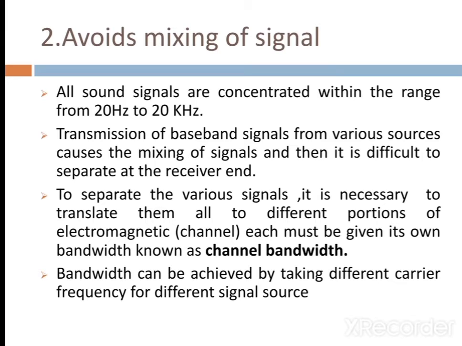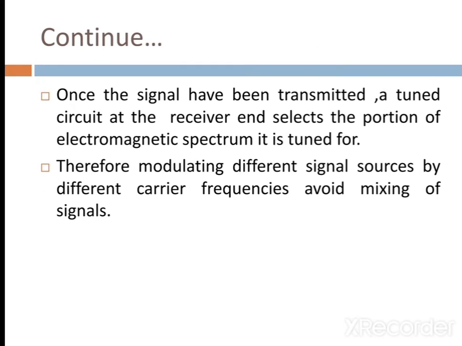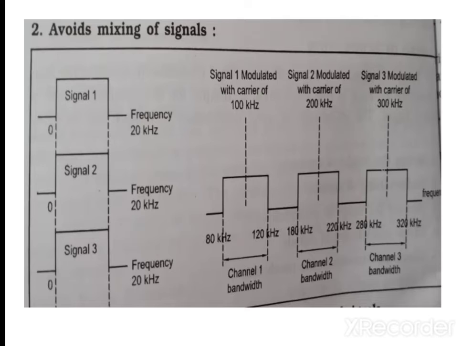Then this can be achieved by taking a different carrier frequency for different signal sources. Then once the signals have been transmitted, a tuned circuit at the receiver end selects the portion of the electromagnetic spectrum it is tuned for. Therefore, modulating different signal sources by different carrier frequencies avoids mixing of signals.